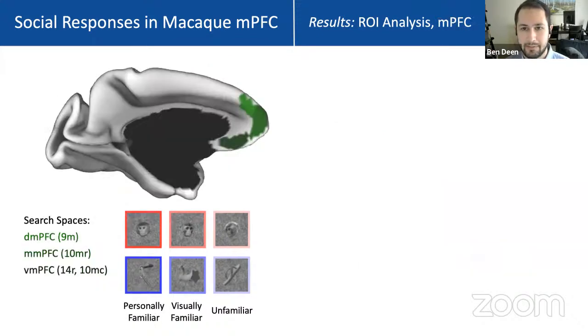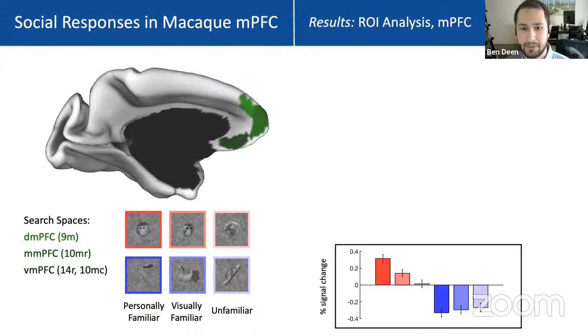Okay, we'll now look in MPFC. So we defined 3 search spaces for MPFC, spanning ventral to dorsal MPFC, defined based on Brodmann areas. When we extract responses in ventral PFC, this is the pattern we see. So the strongest response is to familiar faces, a low to baseline response for unfamiliar faces, and a deactivation to objects. And we can test the face and familiarity effects using a linear mixed model with animal included as a random effect. We find that these are both highly significant.